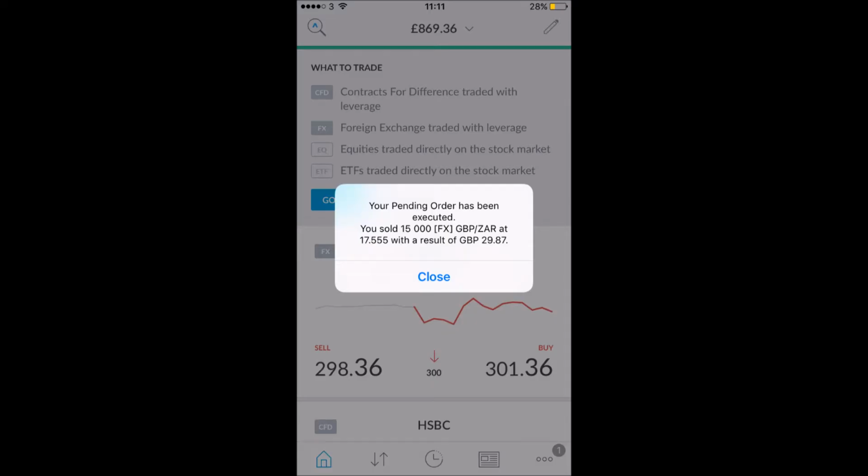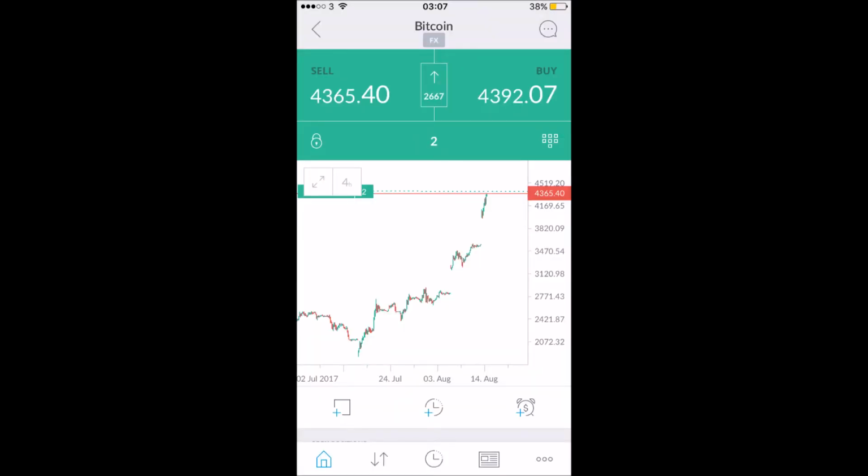Our first trade of this episode consists of a pound to the South African rand, 15,000 on a sell, which gave us a nice net profit of £30. That's a very good trade to start off, relatively good size then.